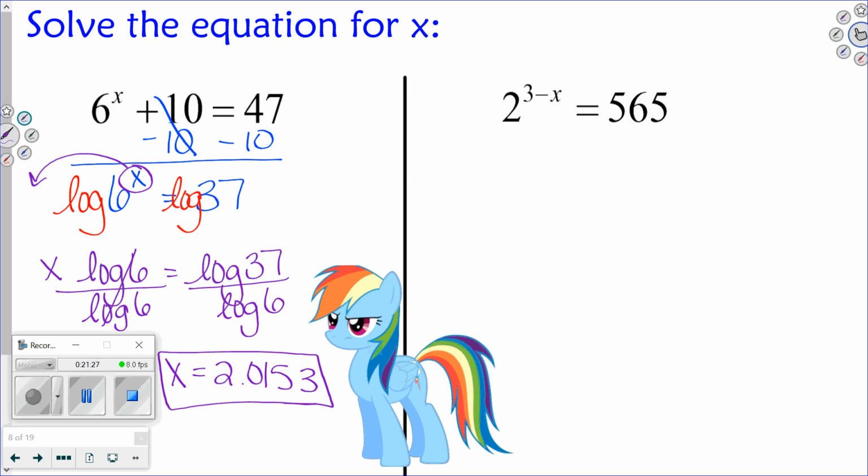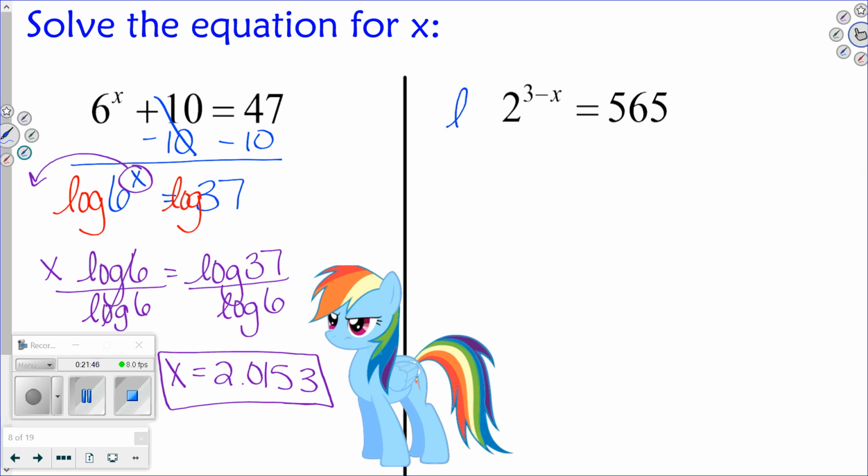All right, what about the next one? 2 to the 3 minus x equals 565. Okay, so what's the first thing I'm going to do? I know the part I have to solve for is an exponent. Log should be the first thing that comes to your mind. Okay, and that's what logs are for. They're used to solve for exponents.